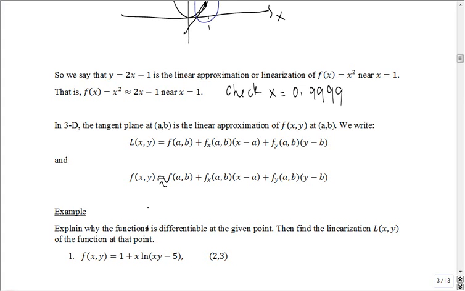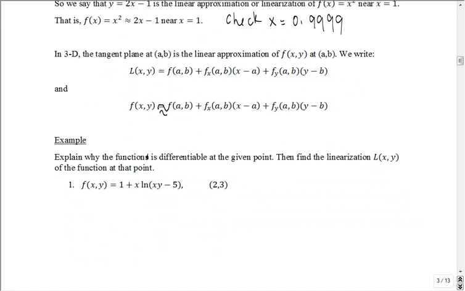So the first part, if you go back to the first page of your notes, remember I told you, how do you check that a function is differentiable at a point? Find the first partials. If they exist and are continuous, then you have differentiability at the point. So let's check that.